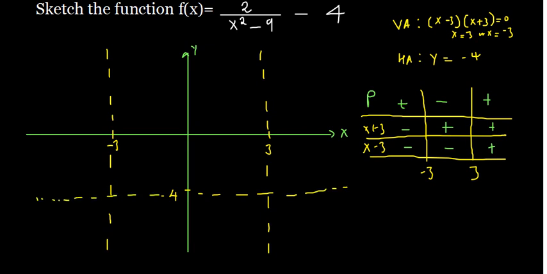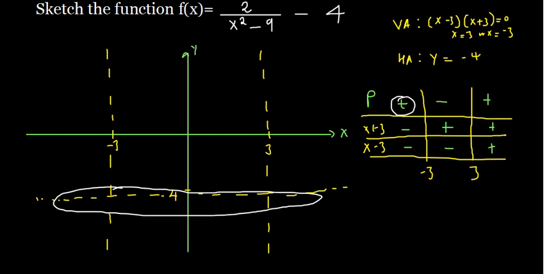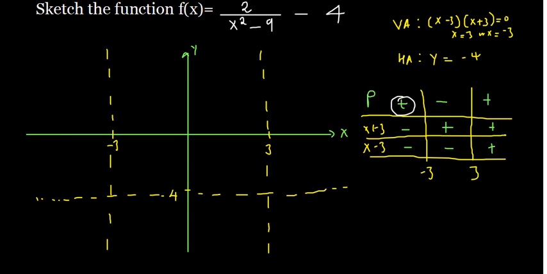So what is going to happen? For values of x smaller than negative 3, the function is positive. What do I mean by positive? It's supposed to be above the asymptote. So it is going to be above this asymptote, the one dividing the positive and the negative. The function is going to go up like that to the positive values of y.